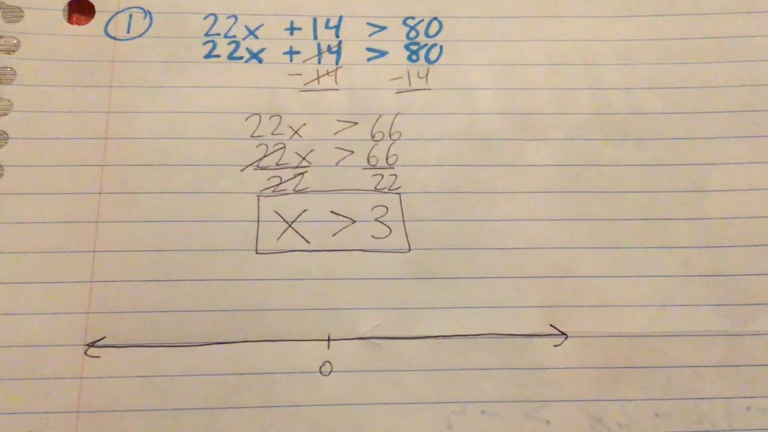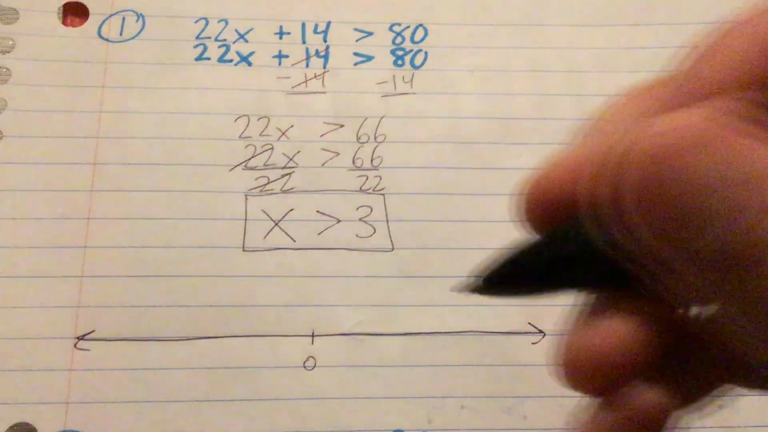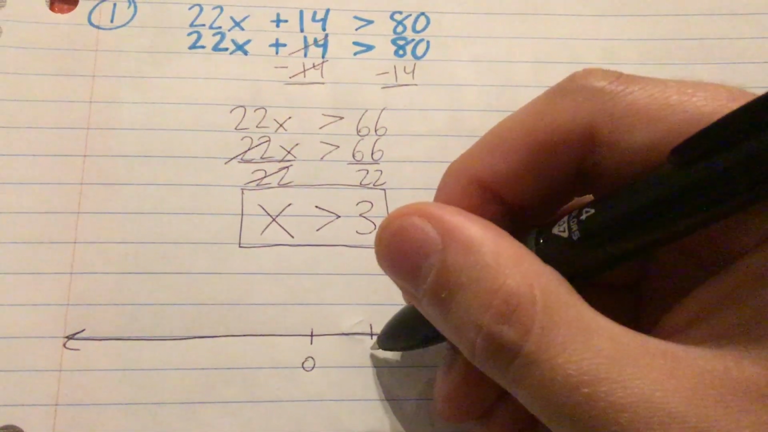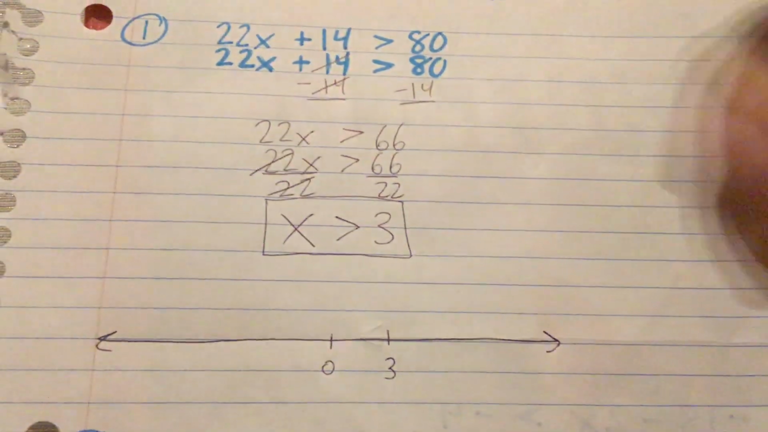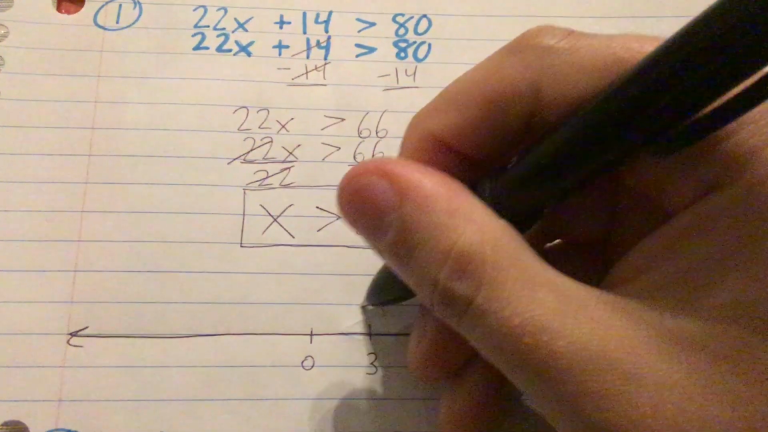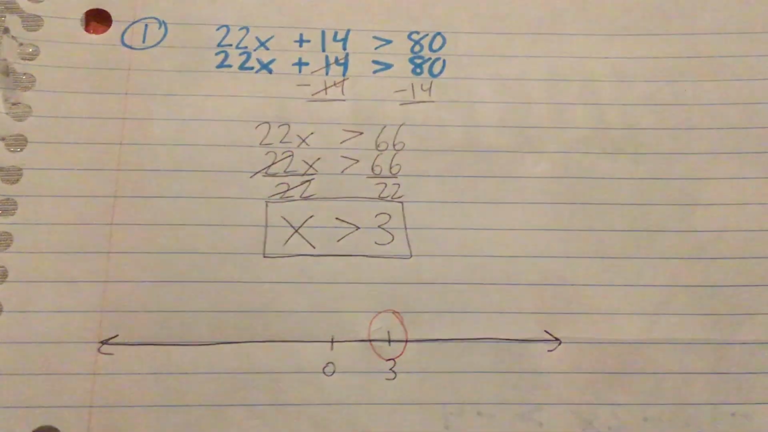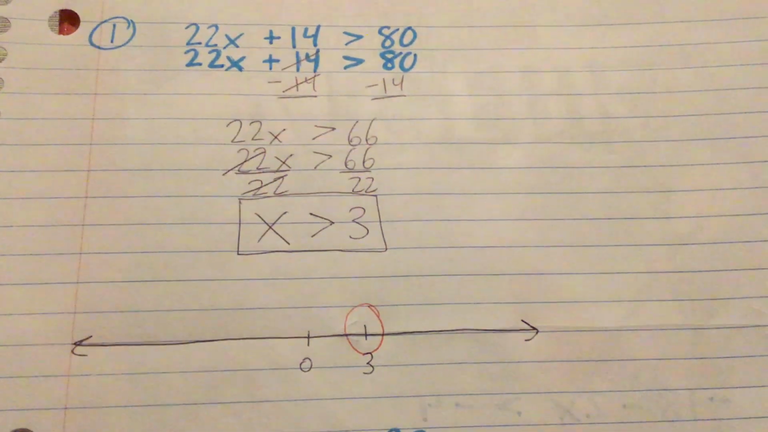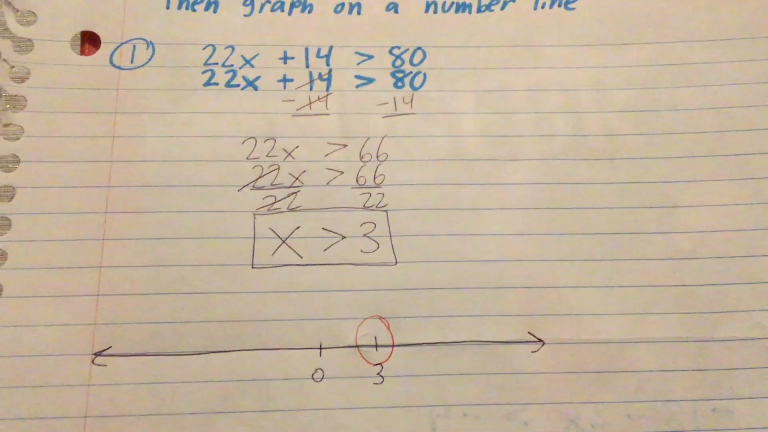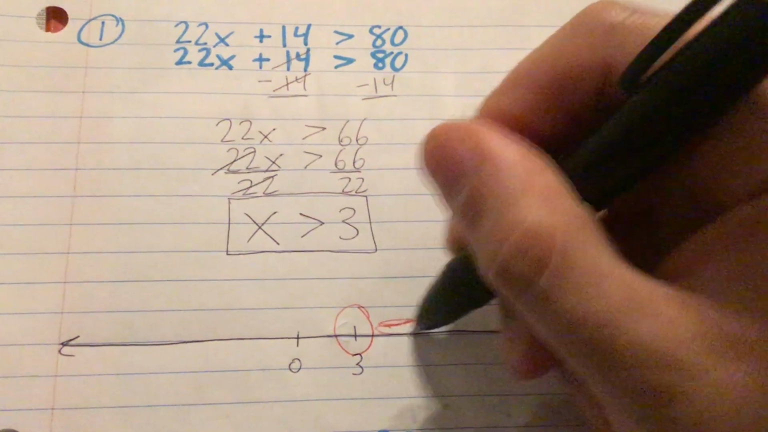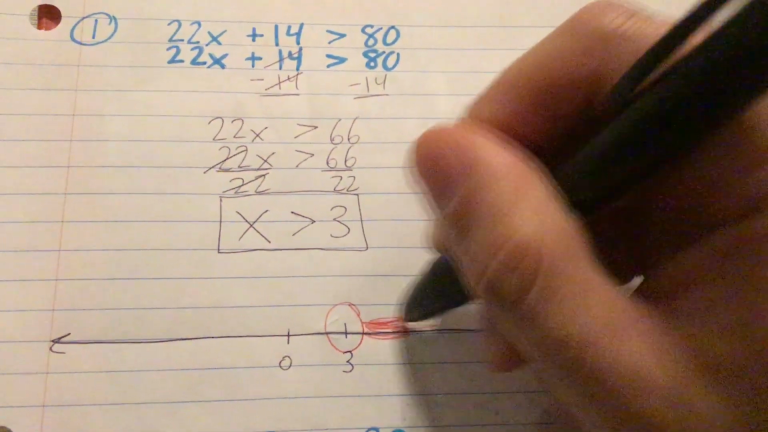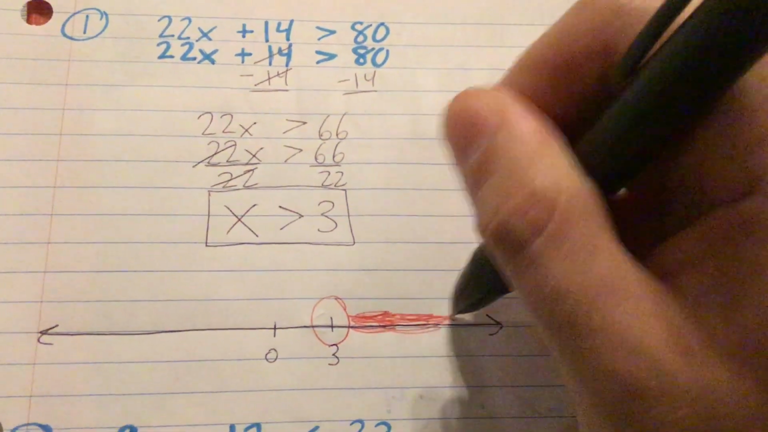So I make a number line. I put 0 in the middle. 3 is just to the right of the middle 0. So I'm going to circle that endpoint. And where am I going to shade? To the left or to the right? Legally, all numbers bigger than 3, shaded to the right, are part of the solution set.